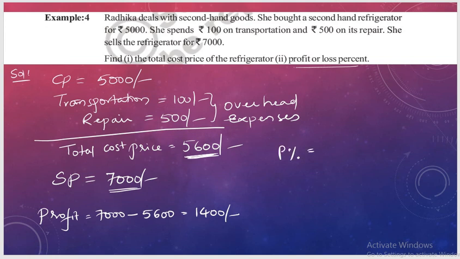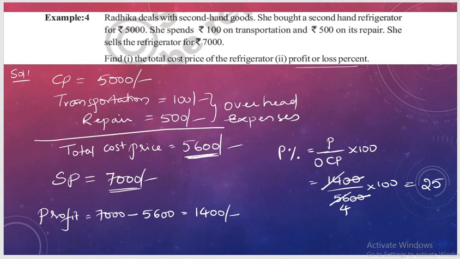So what did he ask you to find? Profit percent. Profit percent is given by profit by CP into 100. This CP is nothing but overall CP, right? So total CP. What is the profit here? 1400 divided by, what is overall cost price? 5600 into 100. These two zeros get cancelled. Next, 14 in 56 goes 4 times. So 100 by 4 is nothing but how much? 25%. That means she got 25% profit.